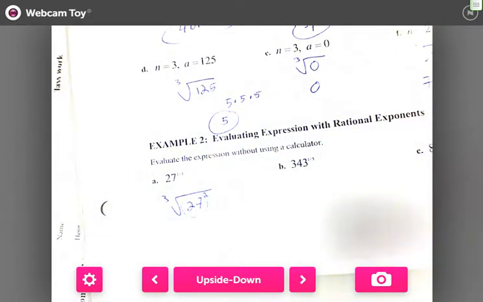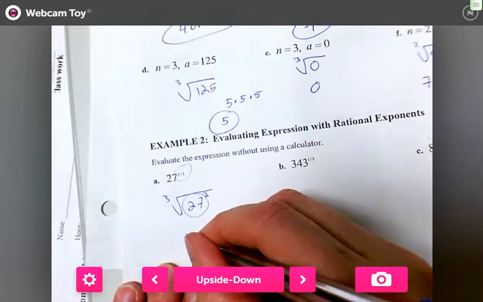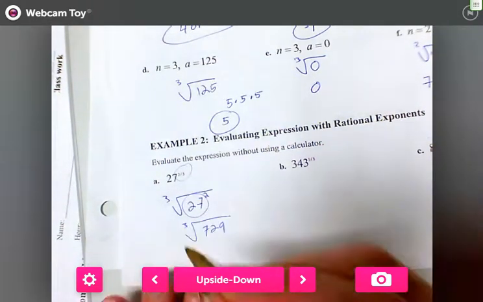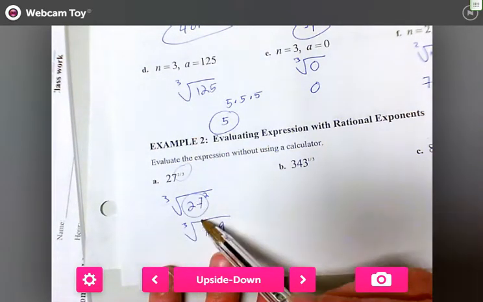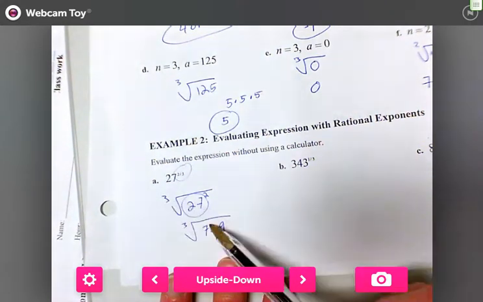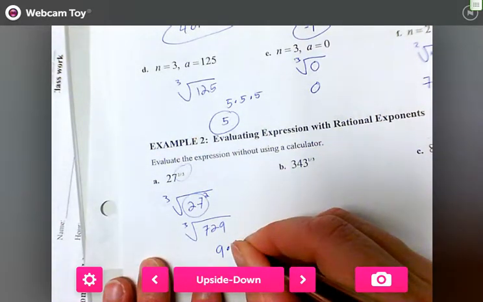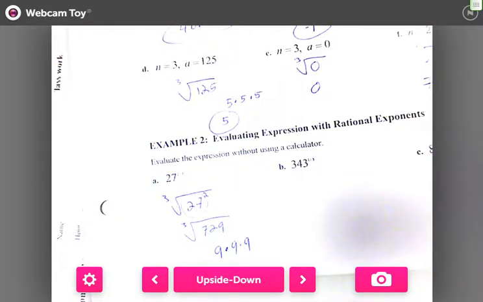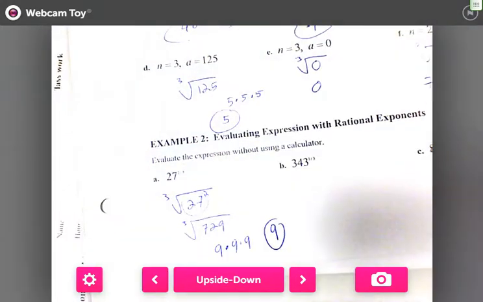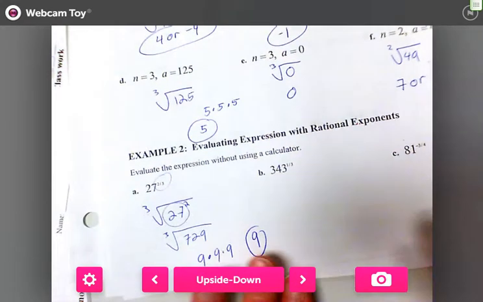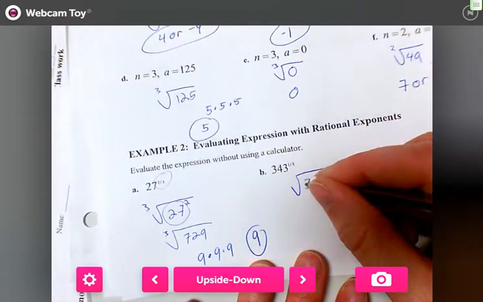What is 27 squared? You can use your calculator. 27 times 27 is 729. Okay, so what times what times what is going to equal 729? Let's talk about 27. Let's see if 9 times 9 times 9 works. 9 times 9 is 81, times 9 is 729. So the answer is 9. Remember, it's an odd root, so we only have one answer, it can't be positive or negative. Now we have the cube root of 343.